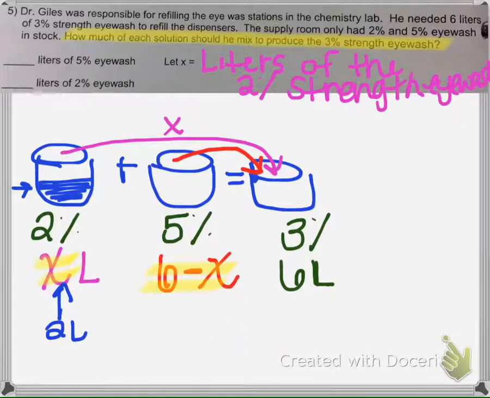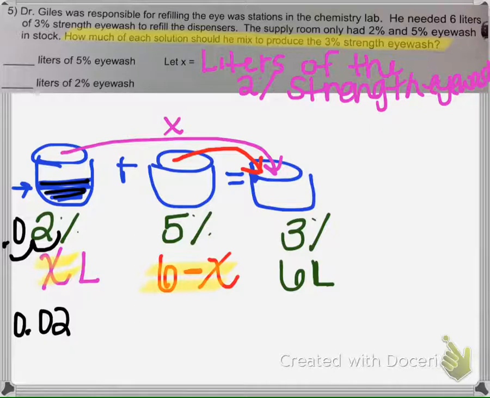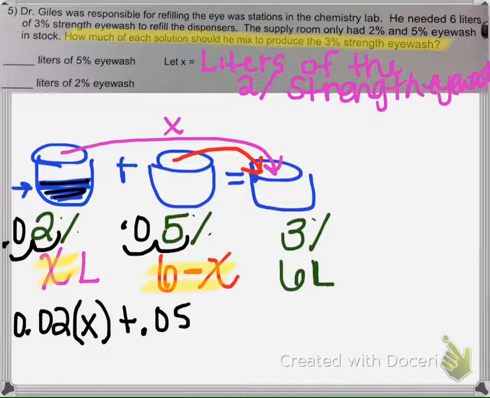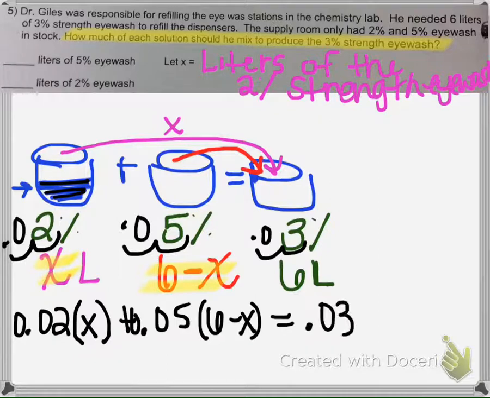Okay, so now let's set our equation up here. So we need to make this a decimal, so move the decimal over 2. So we have 0.02, so 2% of this is eyewash solution. So we're going to put an X, and then plus it has to be mixed with 5%, so we move the decimal over twice. And then multiply by the 6 minus X, and it equals 3%, so move the decimal over 2. And 3% of, and of means multiply, the 6 liters. So let's go ahead now and solve that equation.